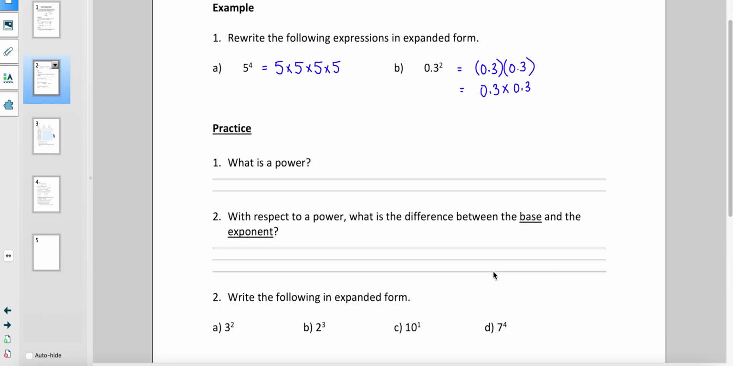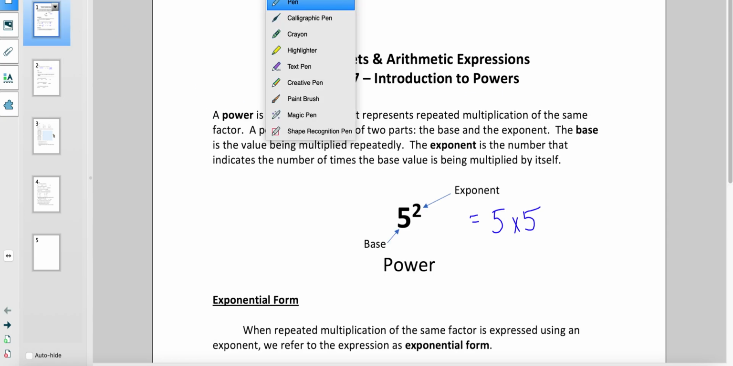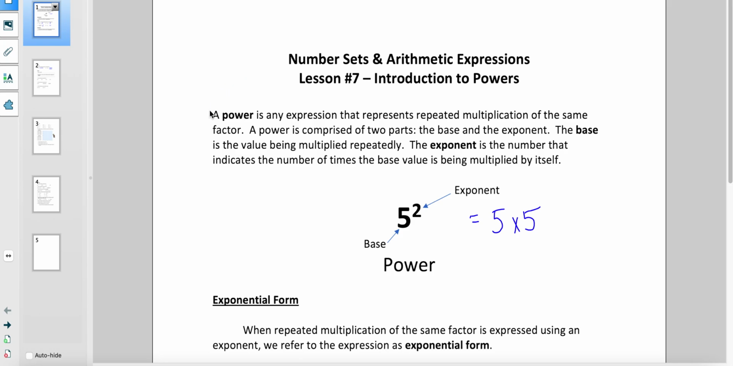So taking a look at the first 2 practice problems in this booklet, what is a power? And with respect to a power, what is the difference between the base and the exponent? I just read that to you. It's all up here. I'll highlight it. So a power is any expression that represents repeated multiplication of the same factor. Okay, so that's what I would write in your booklet. And then you can come up with the difference between a base and an exponent.